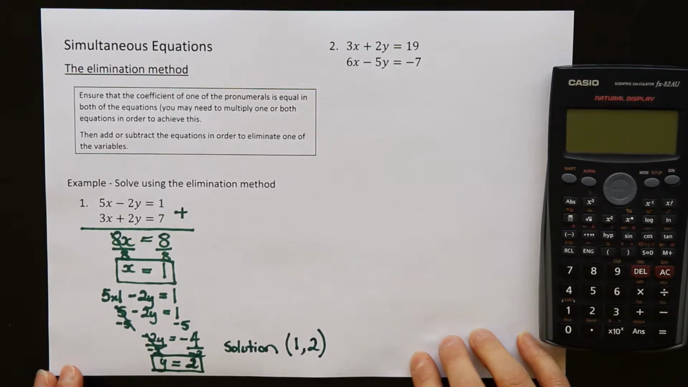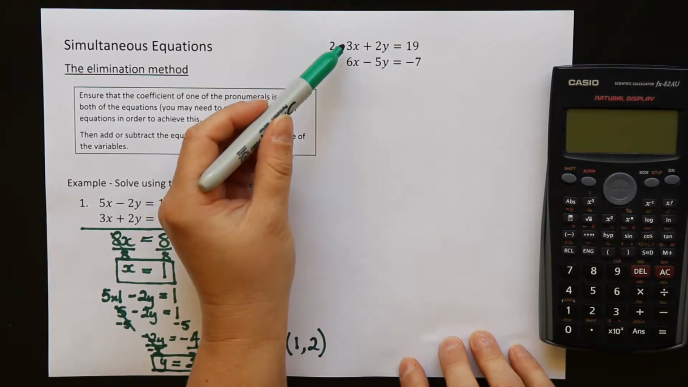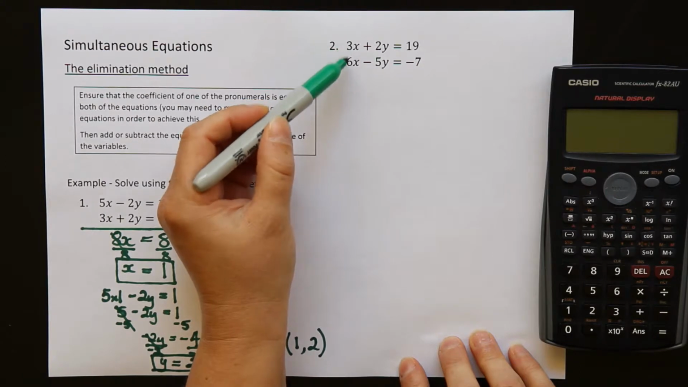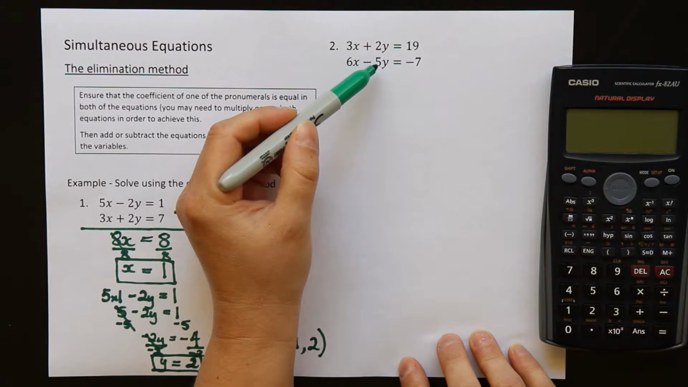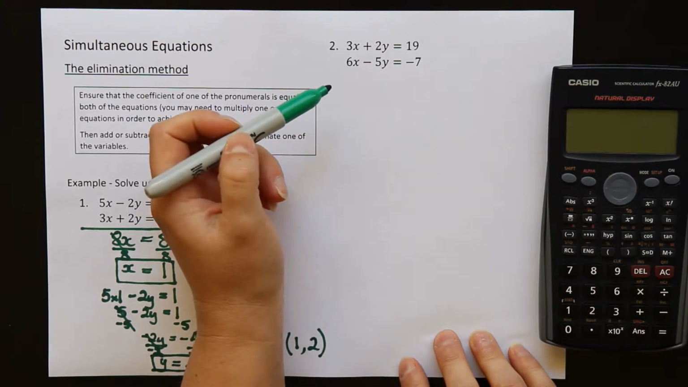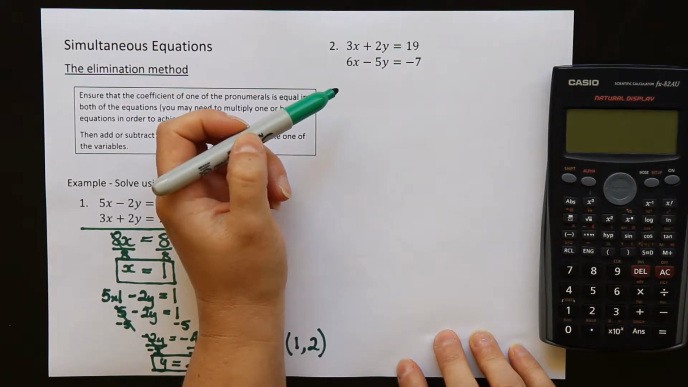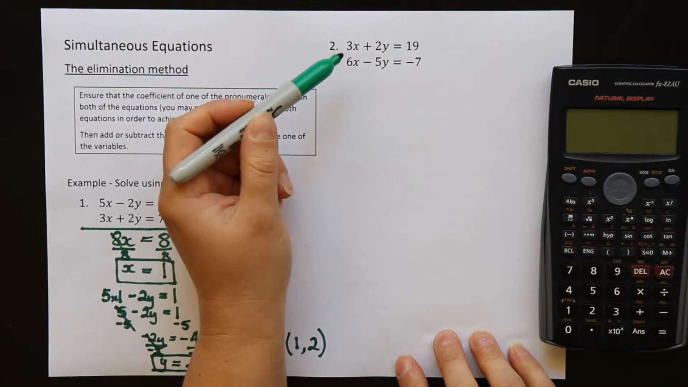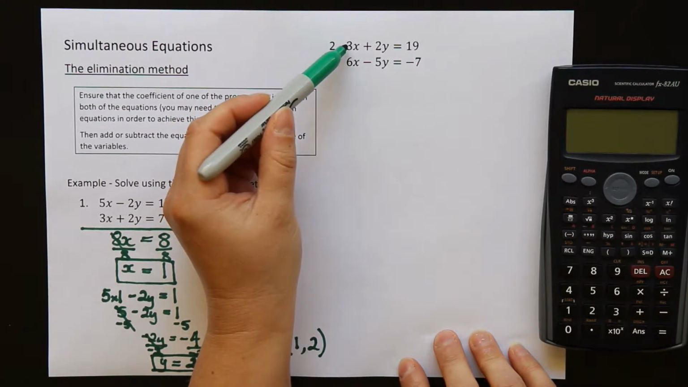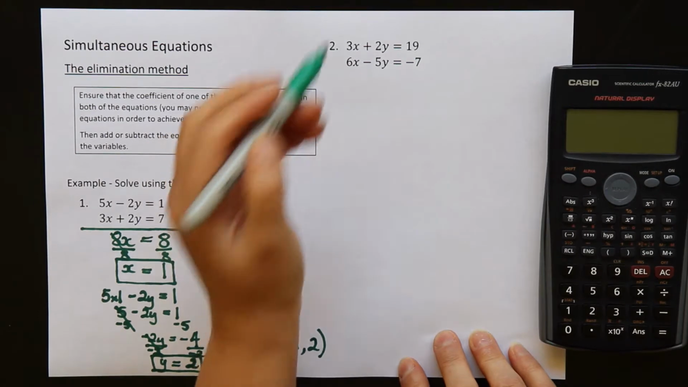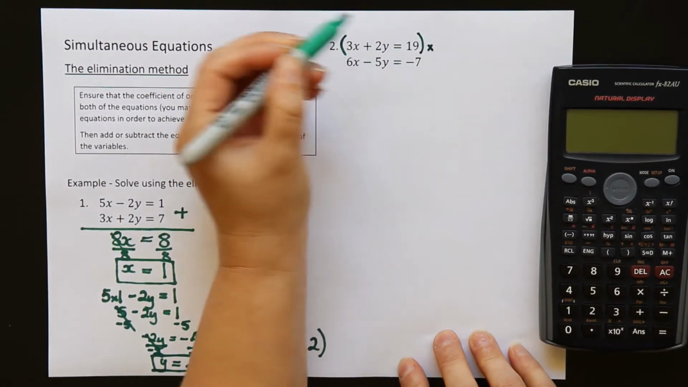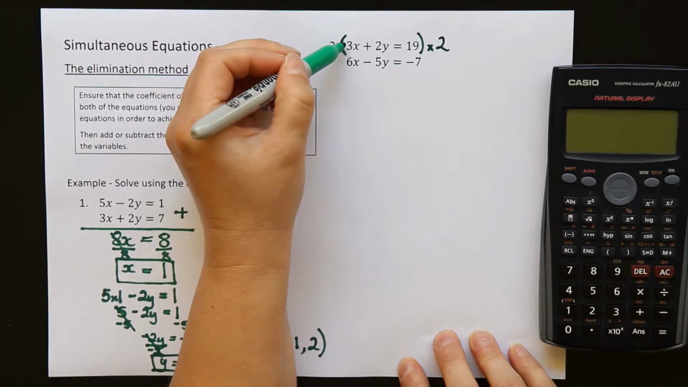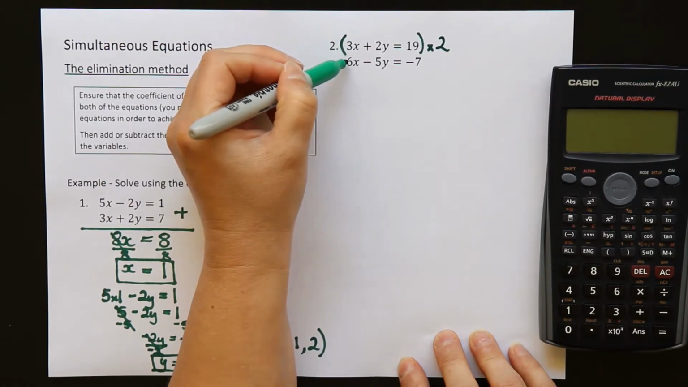Let's try that again in the second question. A 3 and a 6, the coefficients are not the same there. A 2 and a 5, not the same there either. So in this case, we are going to have to multiply one of the equations to make the coefficients the same. If I took the first equation and multiplied everything by 2, that would make this a 6x, which would make it the same, wouldn't it? So that's what we're going to do.